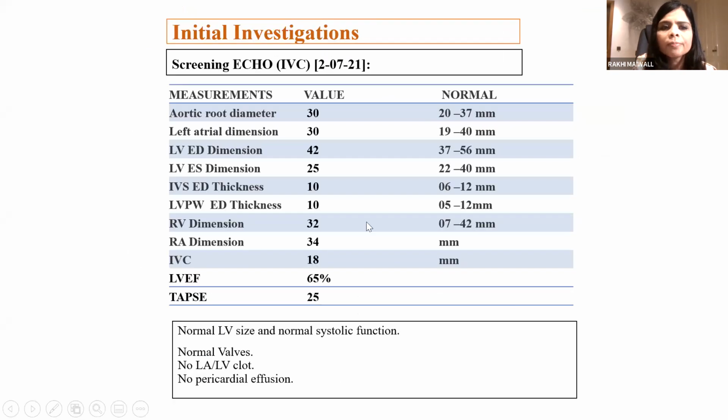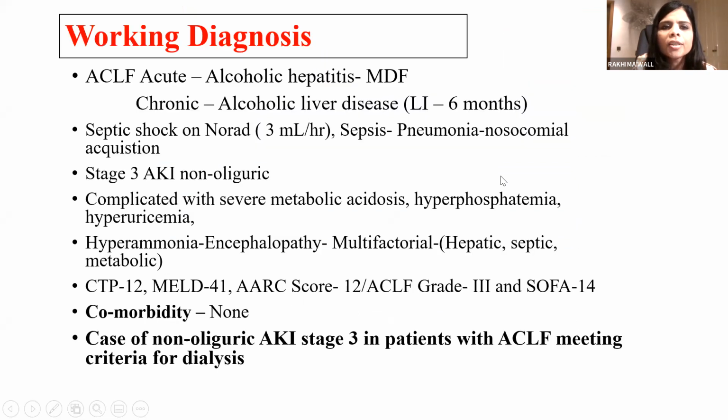So this patient, subsequently, we did an echo, which was normal. And this patient had a stage 3 AKI. He was non-oliguric, which was complicated with metabolic acidosis. He had hypophosphatemia, hyperuricemia, hyperammonemia, and encephalopathy we thought was multifactorial.